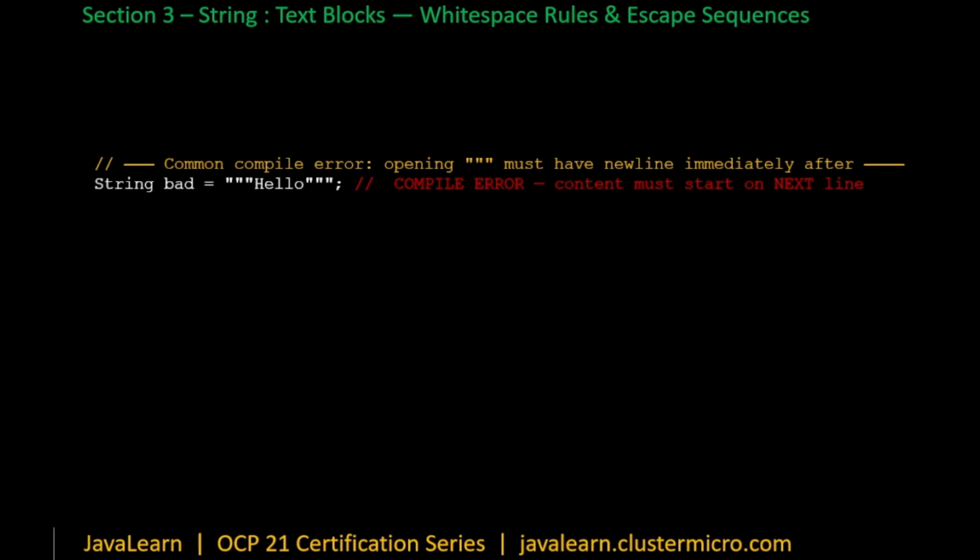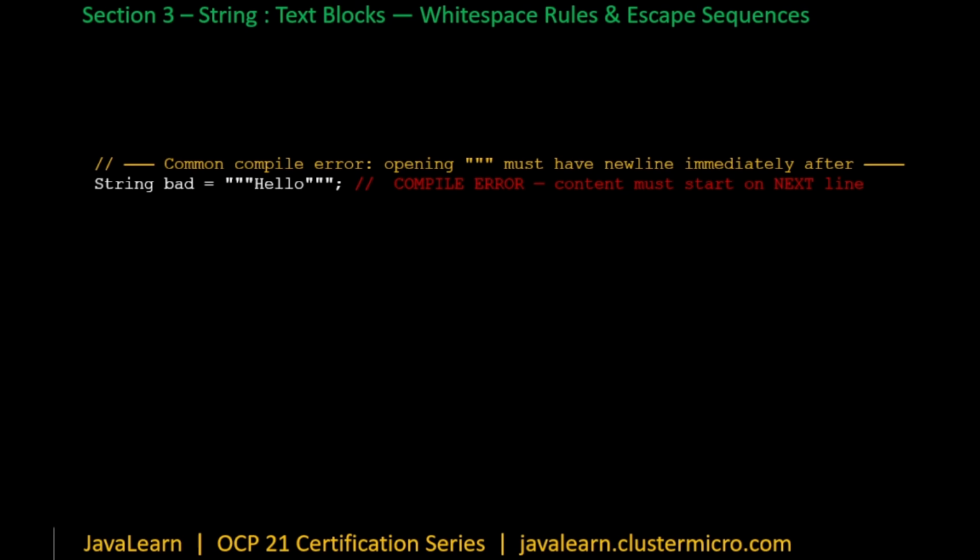Okay. The correct version is String bad equal to triple quote. In the next line, hello, triple quote, and then semicolon. The content hello is now on a new line after the opening delimiter. The compile error disappears, okay? On the exam, they will show you something like String bad equal to triple quote hello triple quote, and ask, does this compile? The answer is usually no. It's always no, actually. So let me give you 4 rules for the slide in plain language.